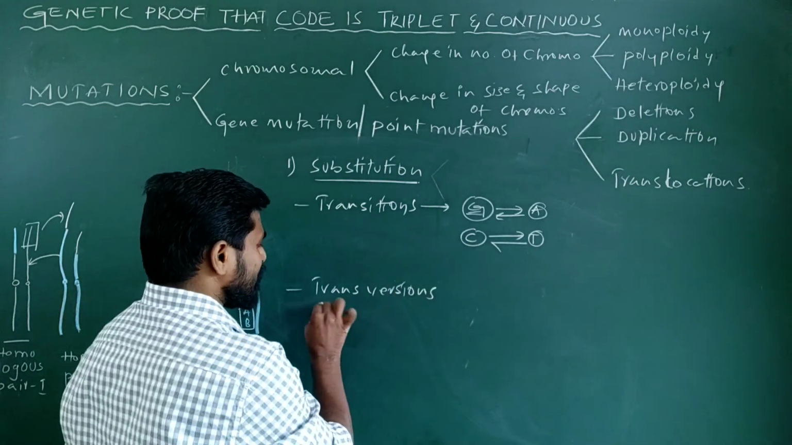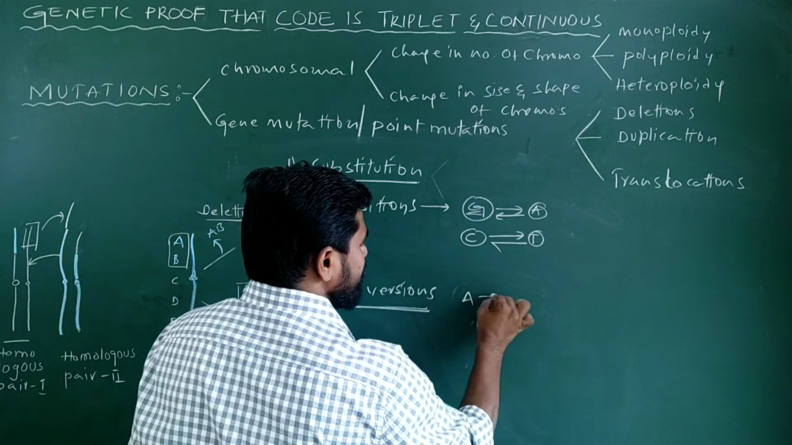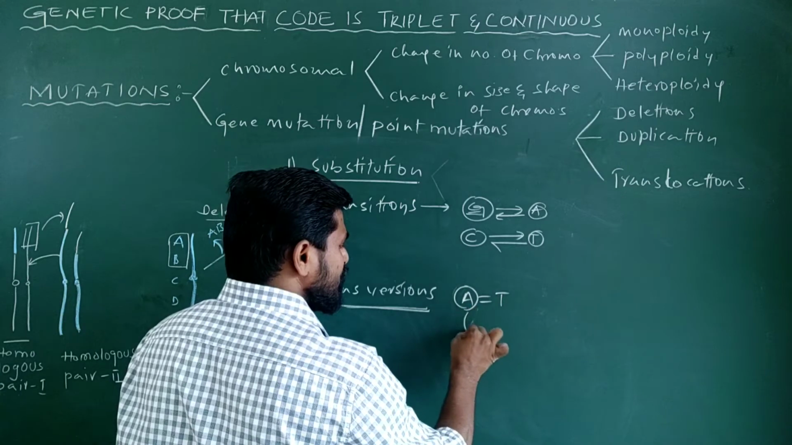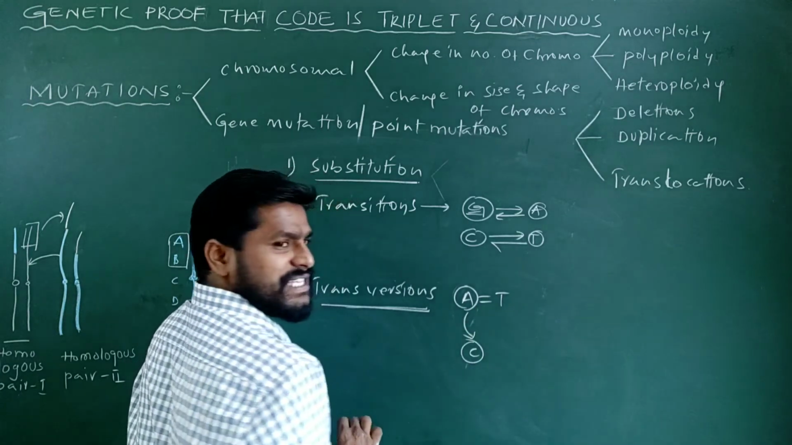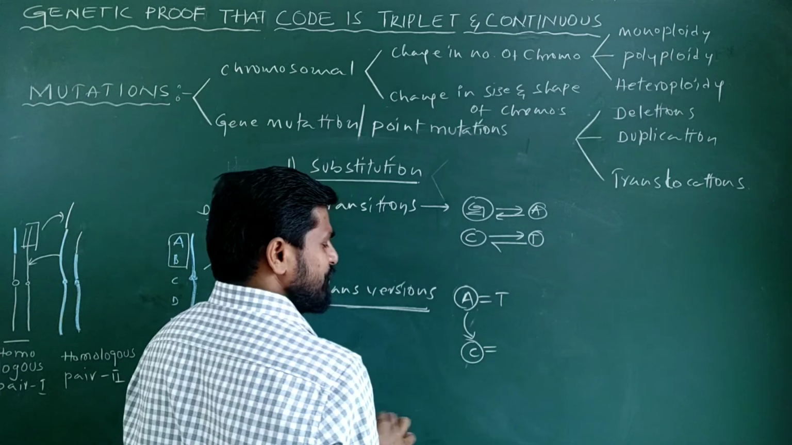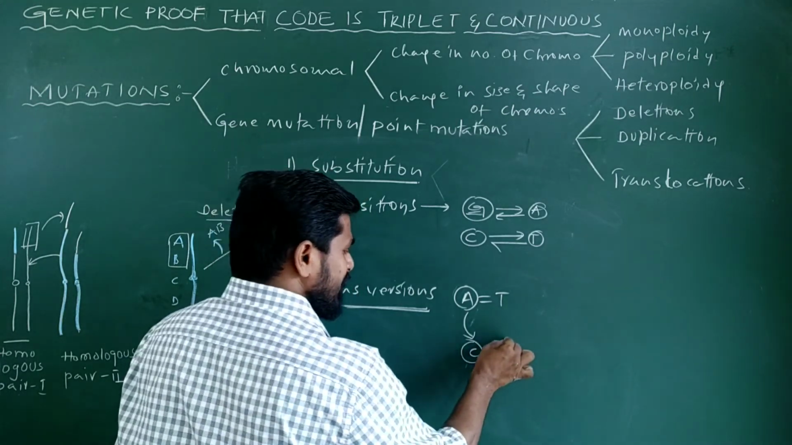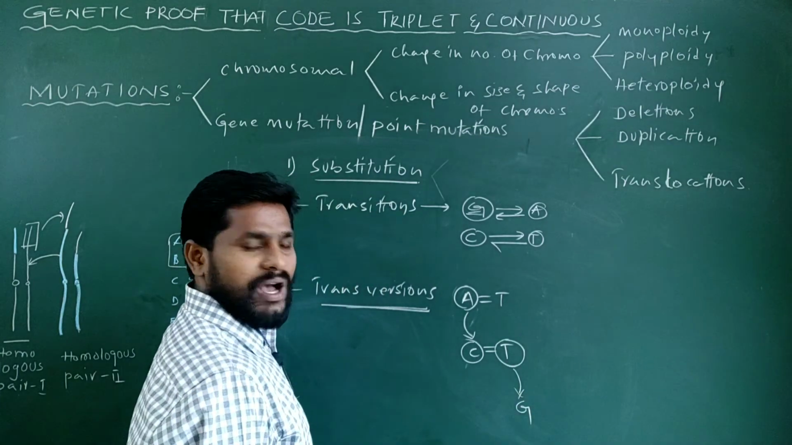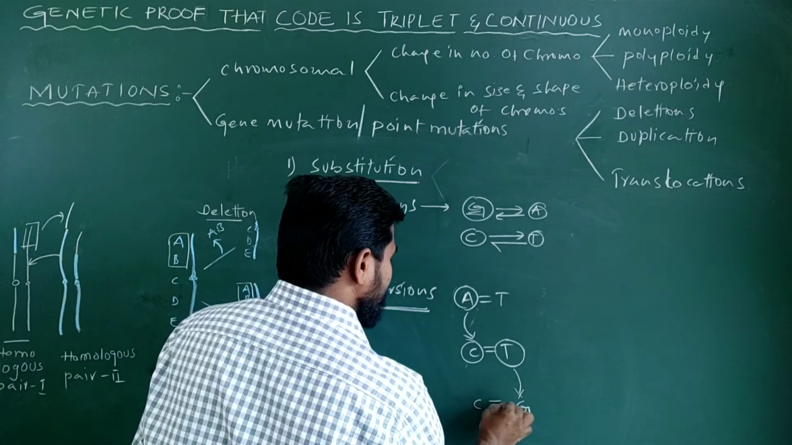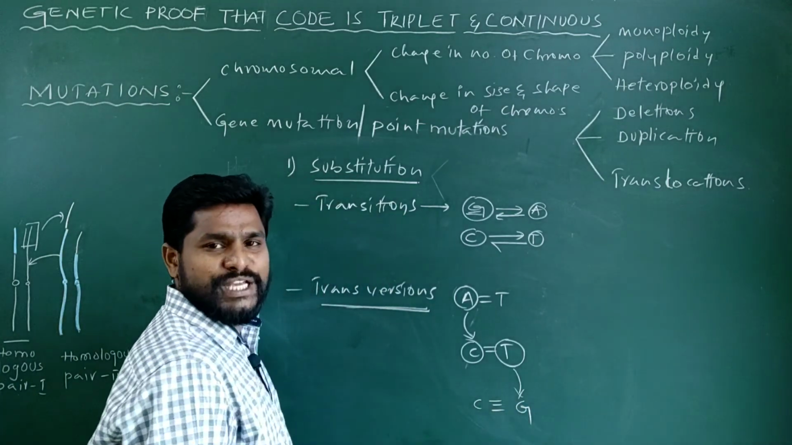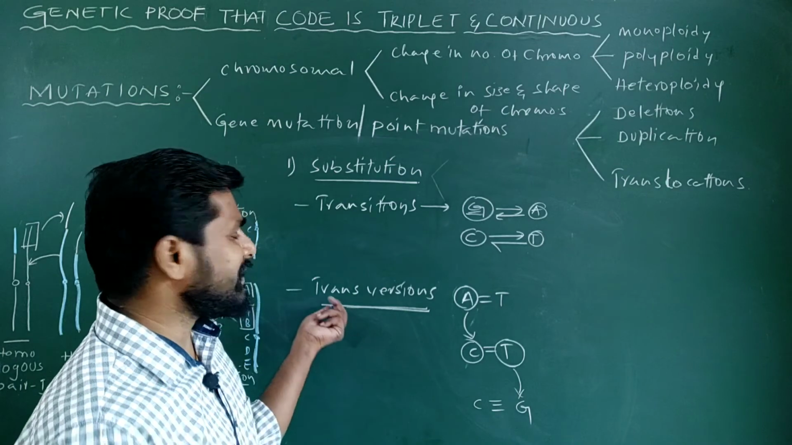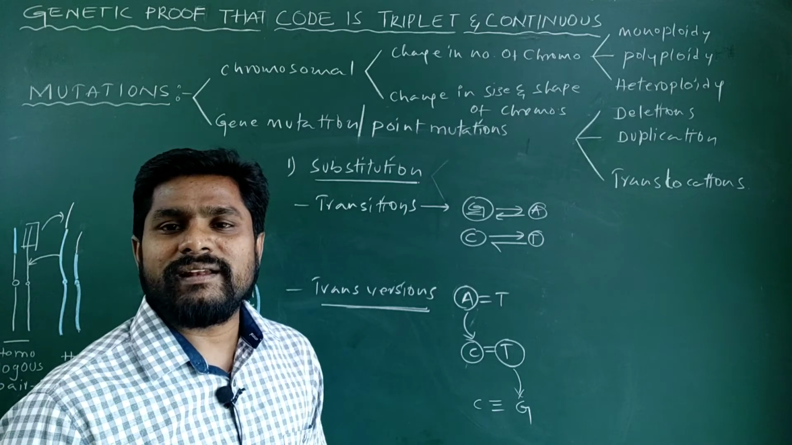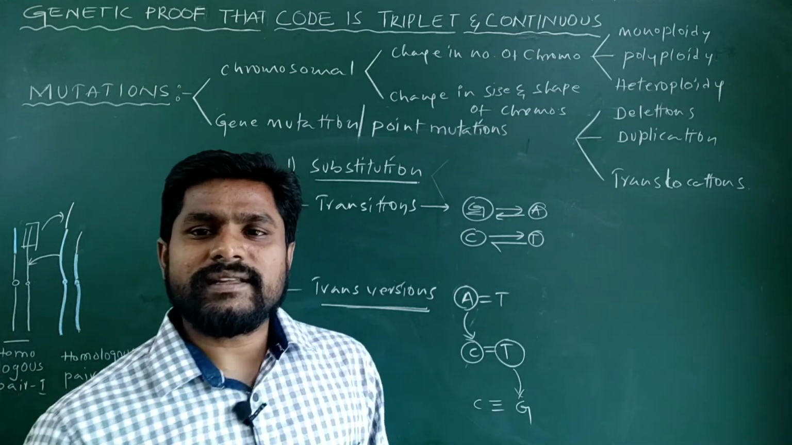When we come to transversions, this is the AT base pair. Here the adenine purine may get substituted by pyrimidine cytosine. This AT base pair would become a CT base pair. Here the pyrimidine thymine may get substituted by a purine guanine, so that this AT pair would become a CG or GC base pair. This is what happens during transversions. The best example for transversions is sickle cell anemia. Let us discuss that sickle cell anemia.